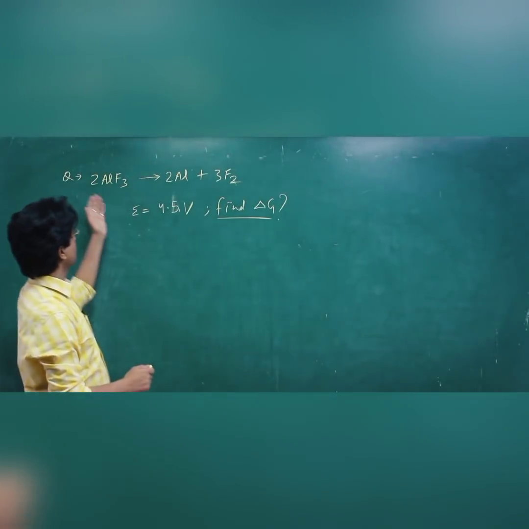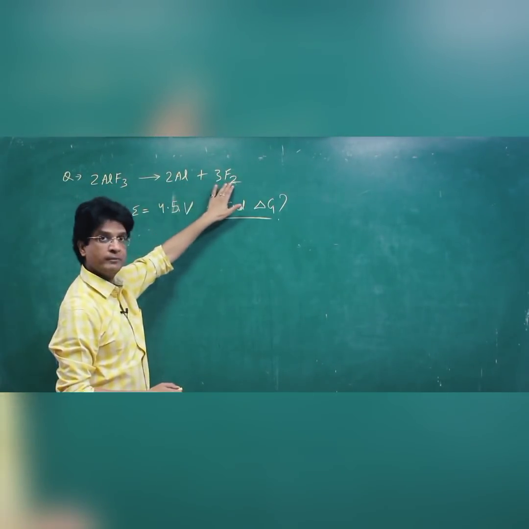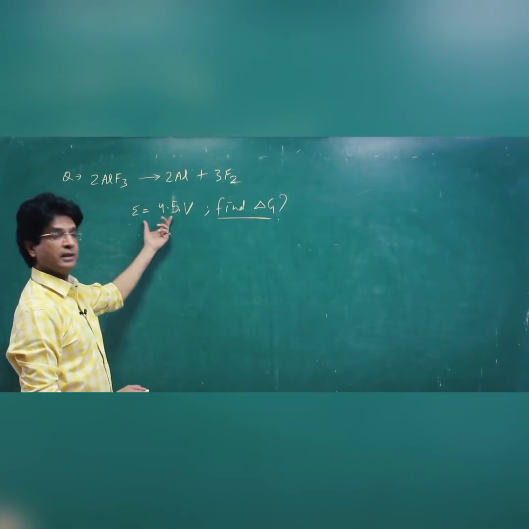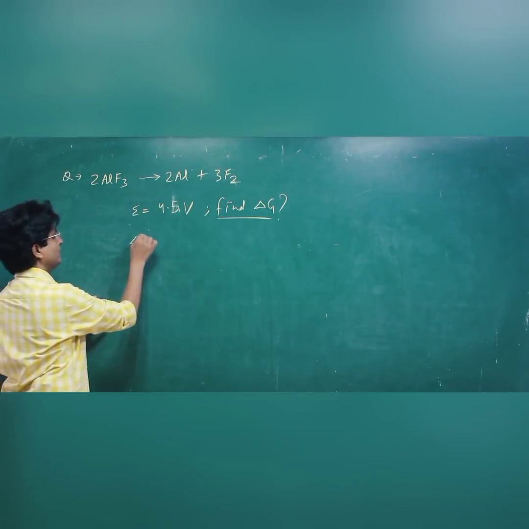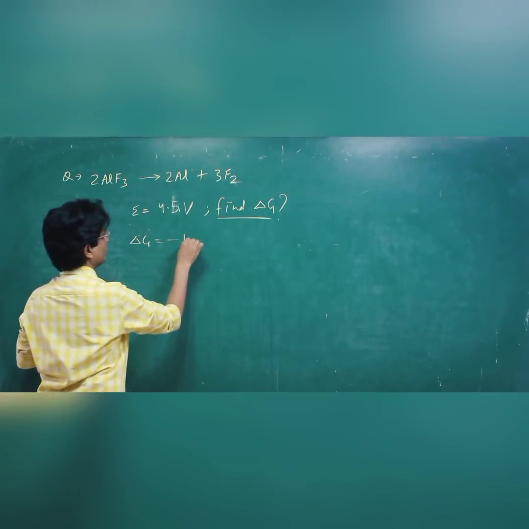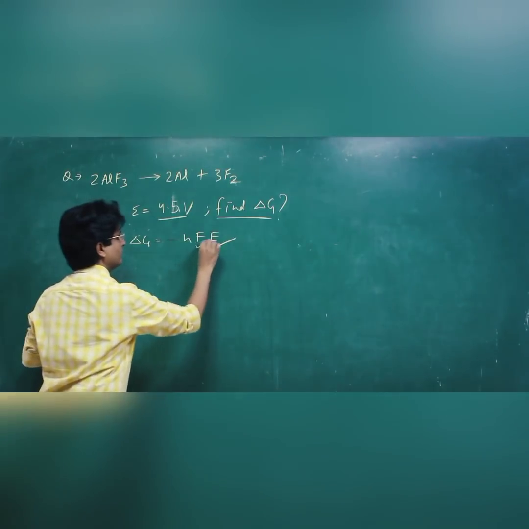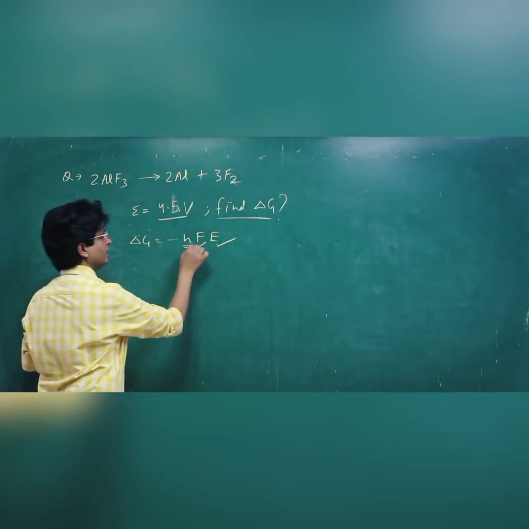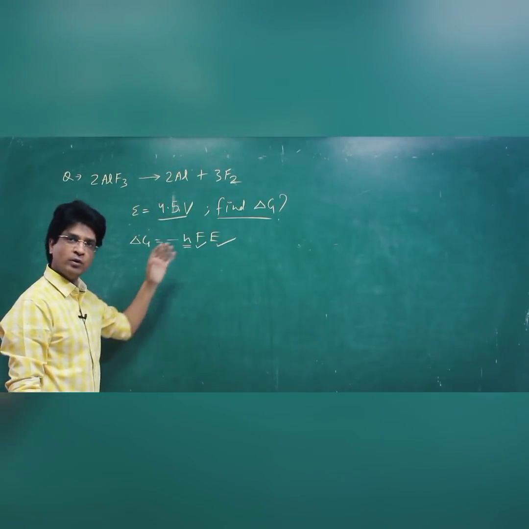This question is about a reaction. Aluminum fluoride is being converted to aluminum and fluorine. For this they have given E cell and they're asking delta G. Now I know that delta G is equal to minus nFE. E they have given. Faraday I know that. n, number of electrons involved in this reaction, I got to calculate.